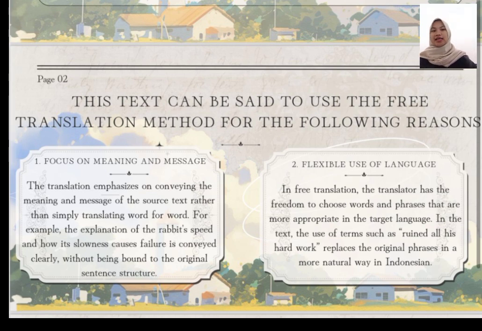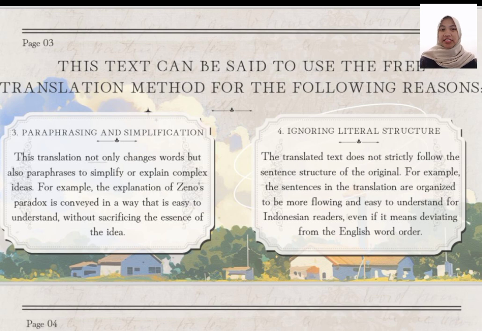The second reason is flexible use of language. In free translation, the translator has the freedom to choose words and phrases that are more appropriate in the target language. In the text, the use of terms such as reigned all his hard work replaces the original phrases in a more natural way in Indonesian.